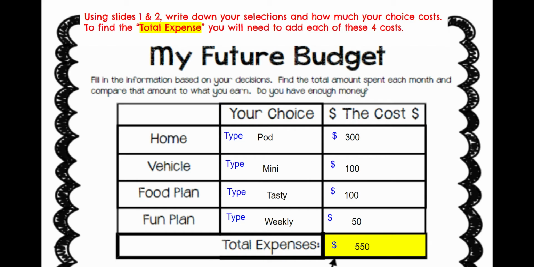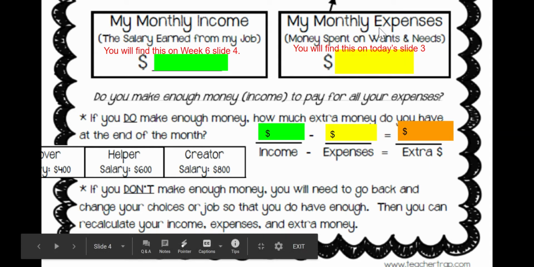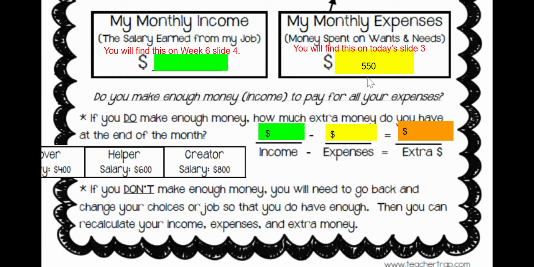Now, in the packet, on the bottom of the packet, it looks like this. If you're online, it's going to be a different slide, just like you're seeing. But we're going to use that information. So we just had that yellow box that I figured, oh, my expenses were $550. Then I'm going to look back and see, this was on week 6, slide 4. What did I say my income was? What was my salary?